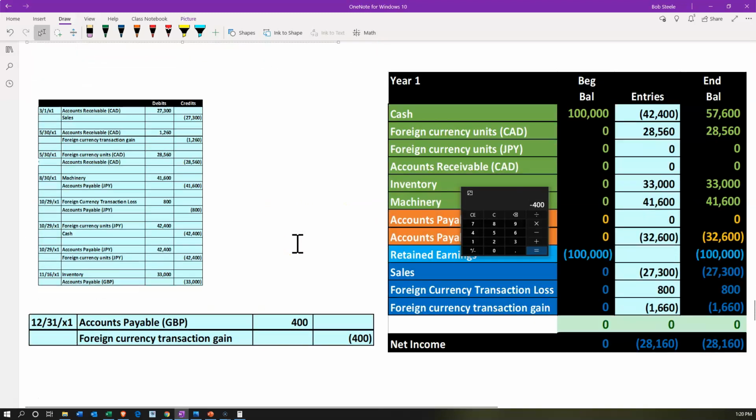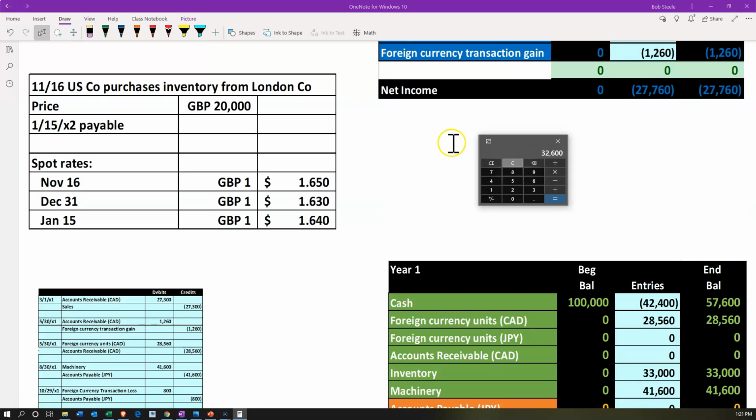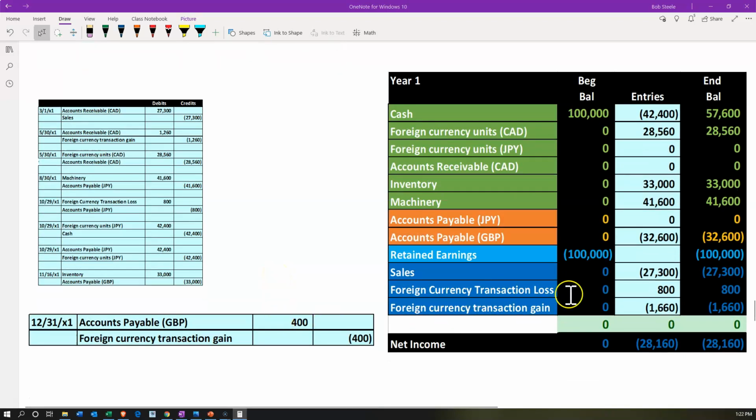So then if we scroll down, we're going to have to record the fact that the payable is going to go down, when we record it in US dollars, by the 400, and then the foreign currency transaction gain is going to be on the other side. So now we've got the payable at the 32,600, which you'll recall is that 20,000 times the 1.63. So there's our 32,600 it's currently valued at. And then again, the other side, of course, is the gain recorded on the income statement.